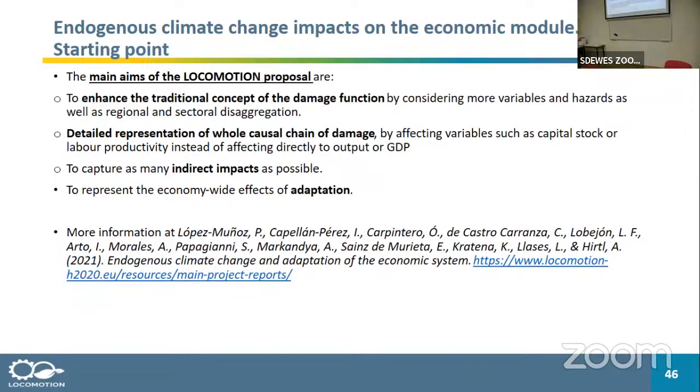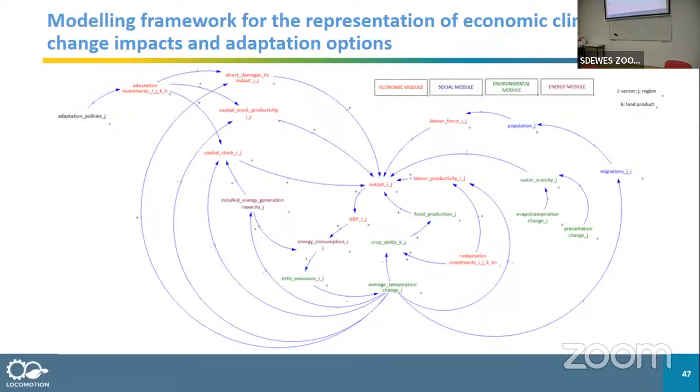Here you have the deliverable of a report that has been written in the scope of the LOCOMOTION project, in which we explain this methodology in more detail. So I don't know if you can see it well. No. Okay. Well, I'll try to explain it.